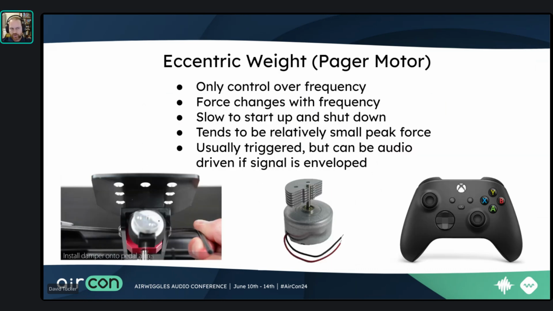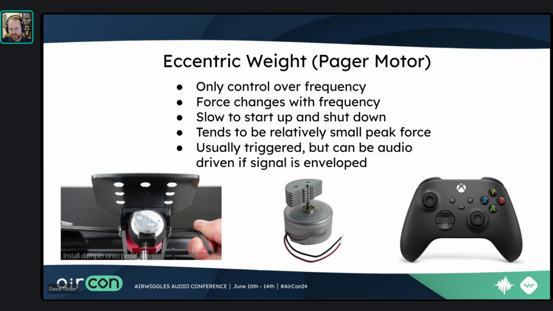The eccentric weight style actuators use an offset weight attached to a motor to create a vibration. So almost anything that you have used that vibrates uses this method. These are very one-dimensional devices. You can only directly change the frequency of rotation, and the intensity is tied to frequency, so increasing frequency increases the intensity as well. They're also very low fidelity devices. They don't usually provide a very linear response. They tend to be sticky, and they're really slow to turn on and off.